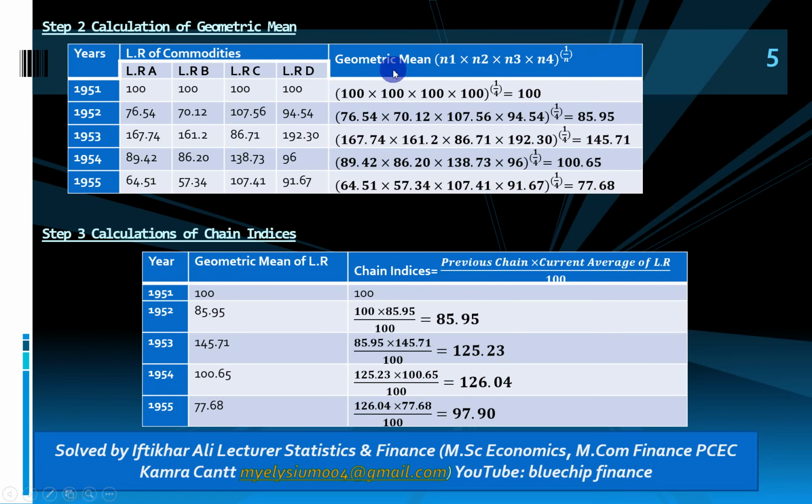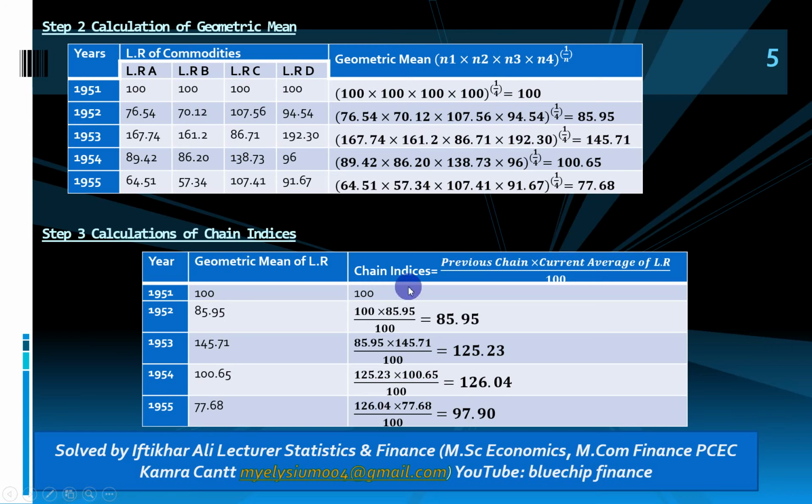Geometric mean is the product of all link relatives raised to power 1 by n. n represents यहाँ पे products को. So there are 4 products. So 1 by 4. Take the product raised to power 1 by 4 and multiply all the link relatives. So these are the geometric means.